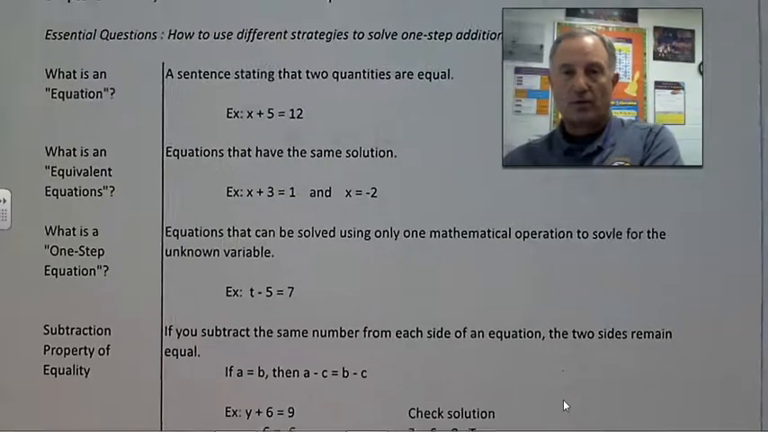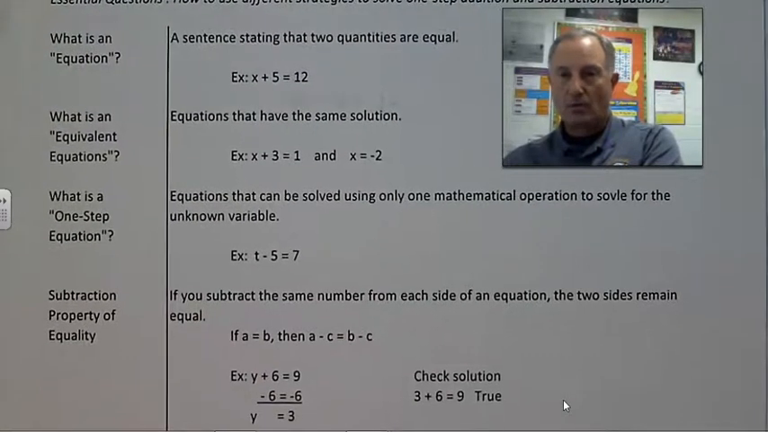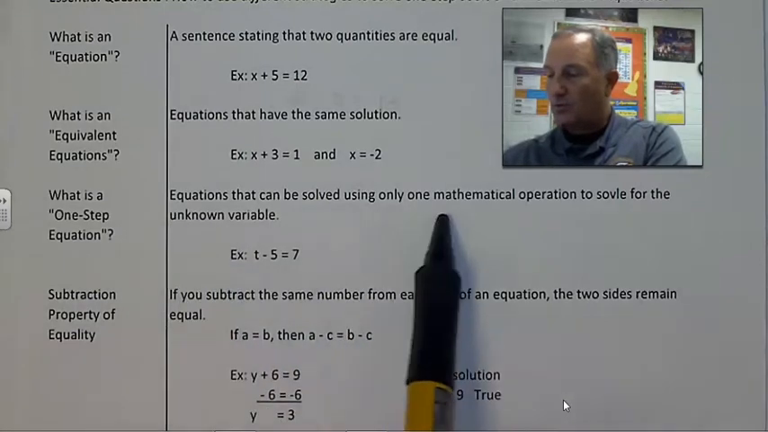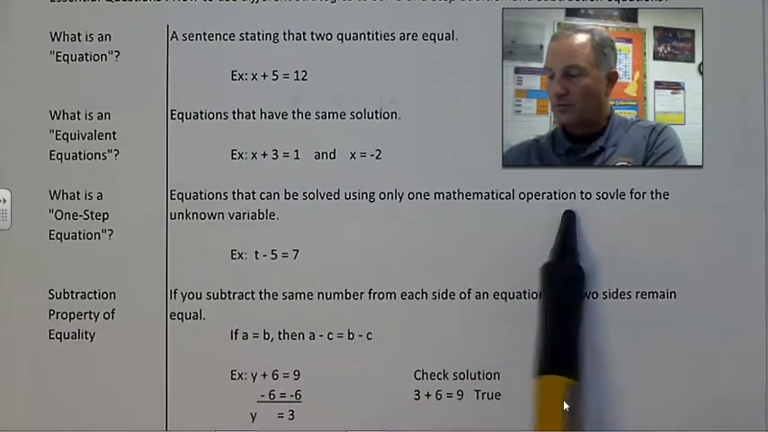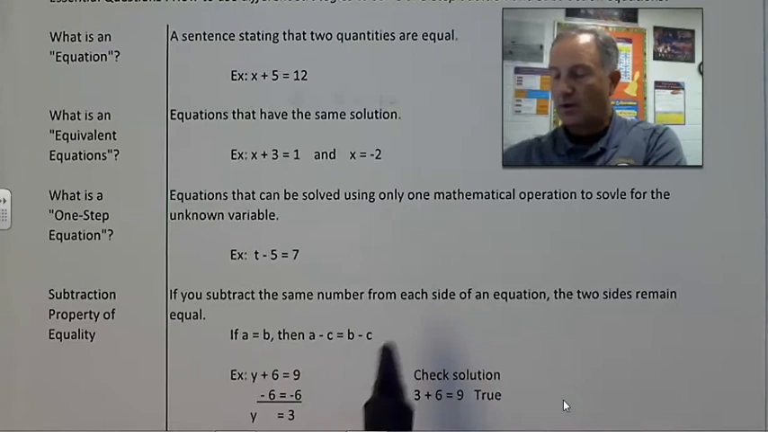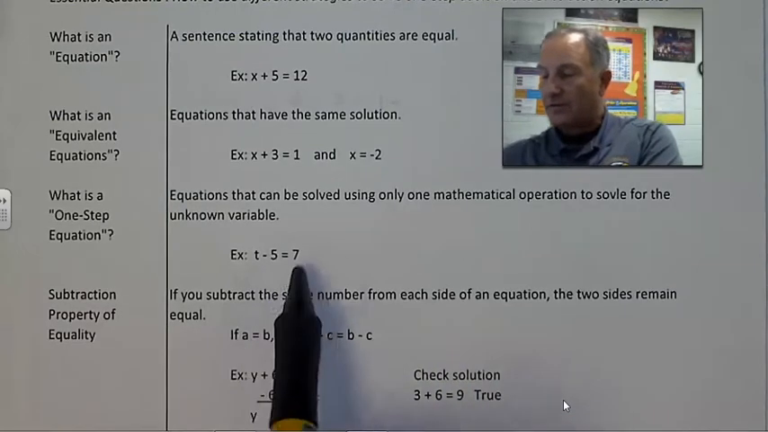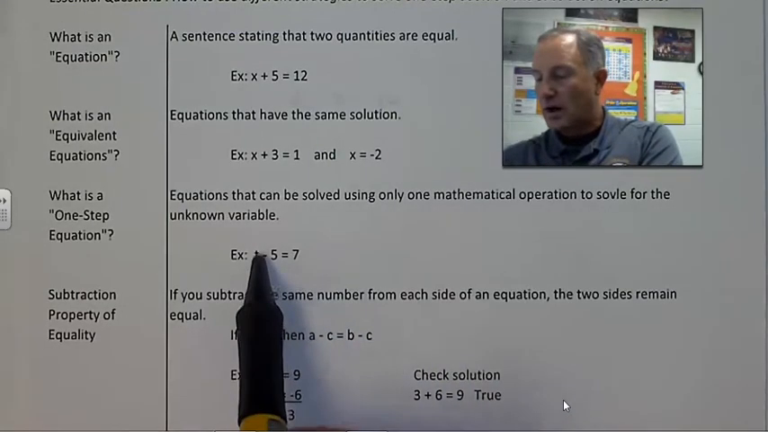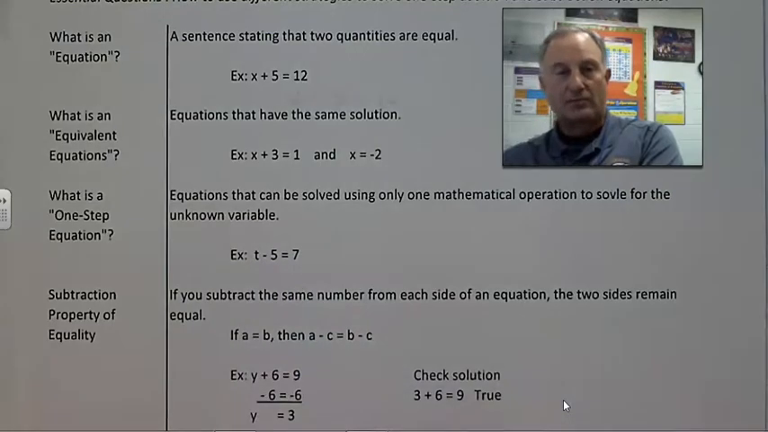What is a one-step equation? A one-step equation is an equation that can be solved using only one mathematical operation to solve for the unknown variable. t minus 5 equals 7. This is a one-step equation because there's only one operation here, and that's subtraction.